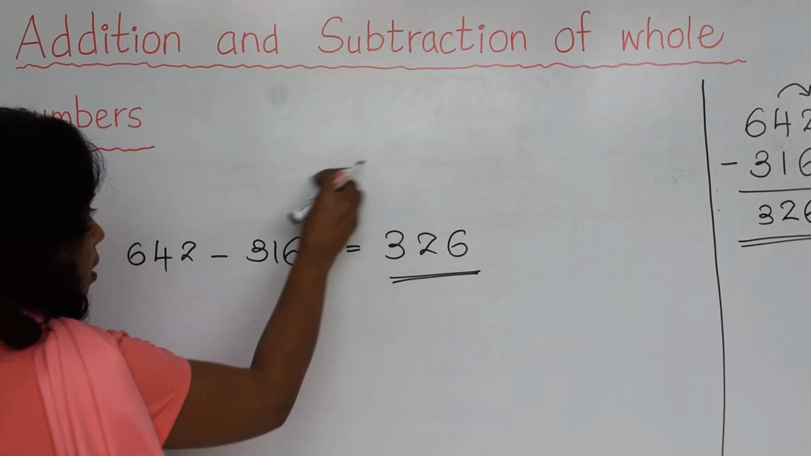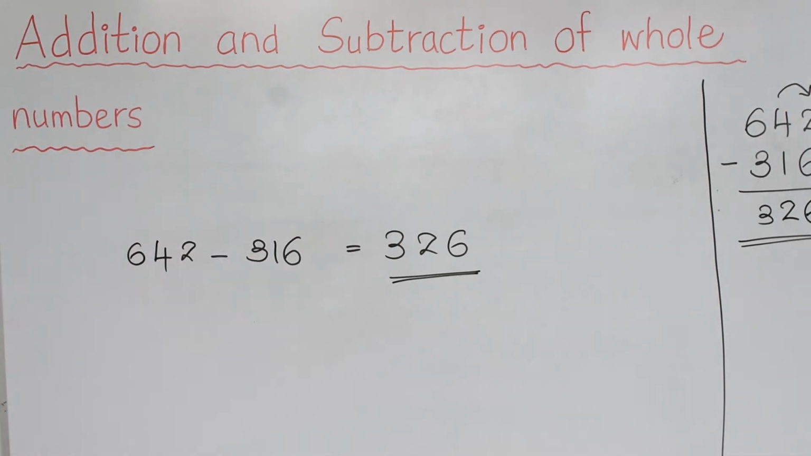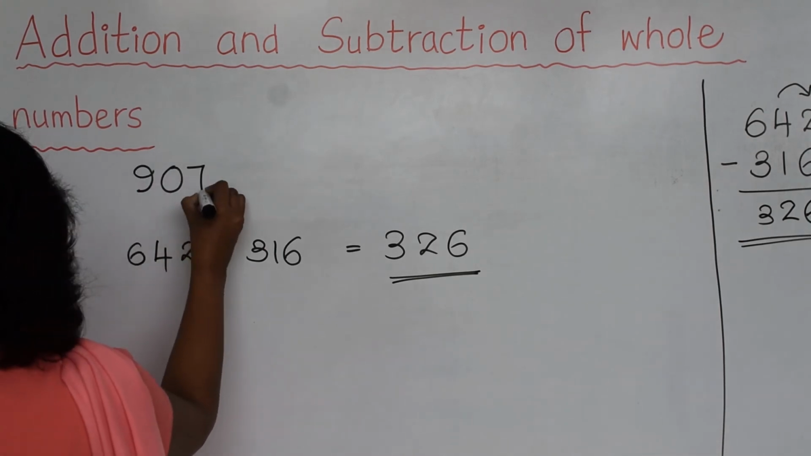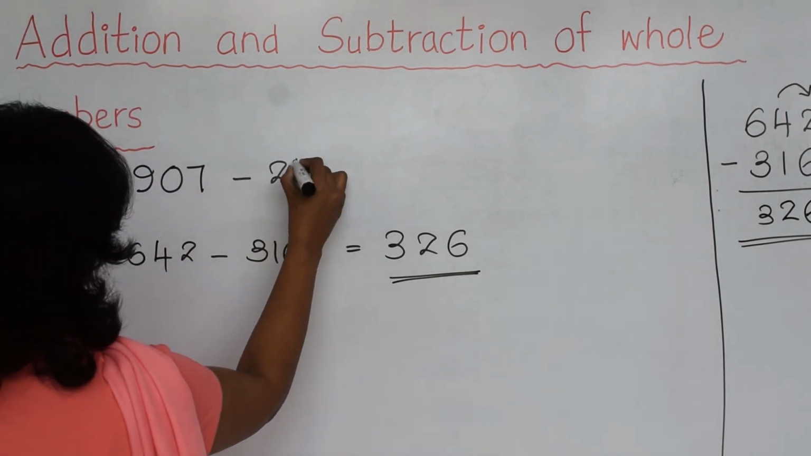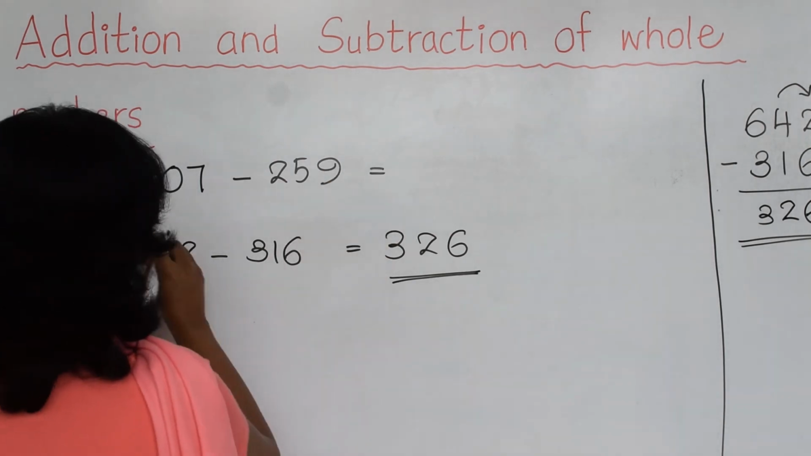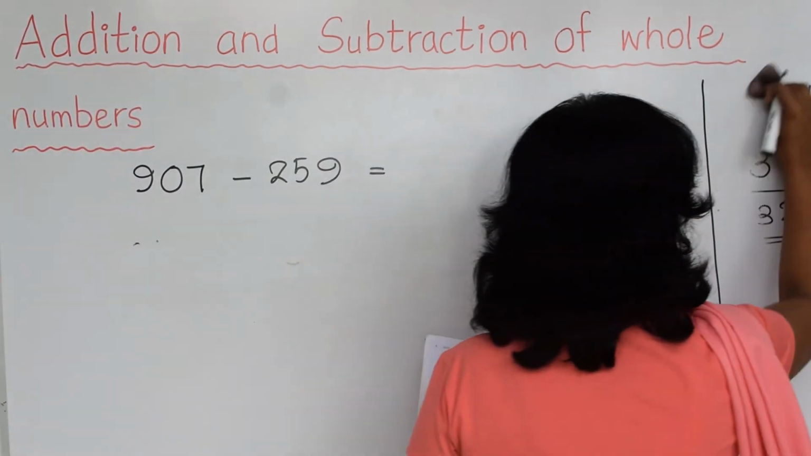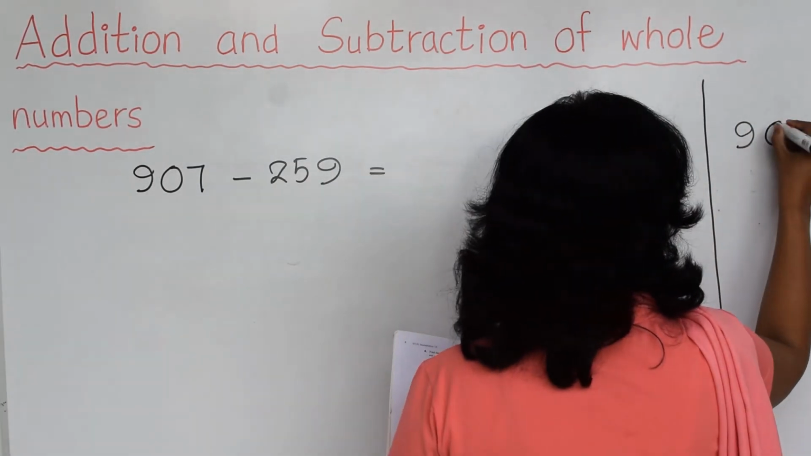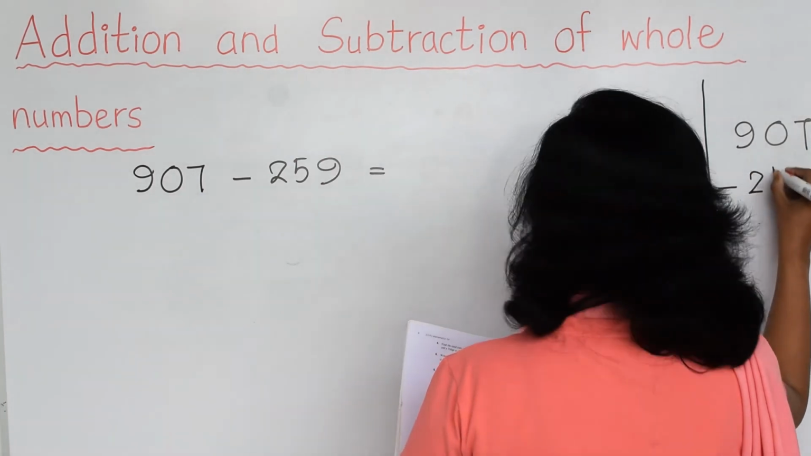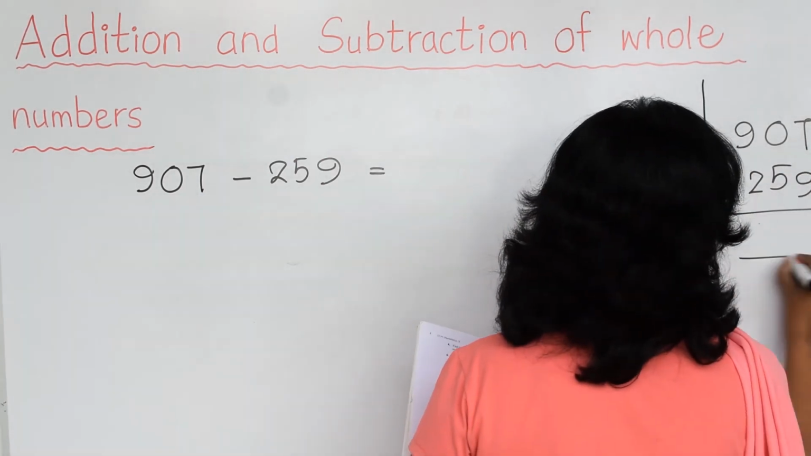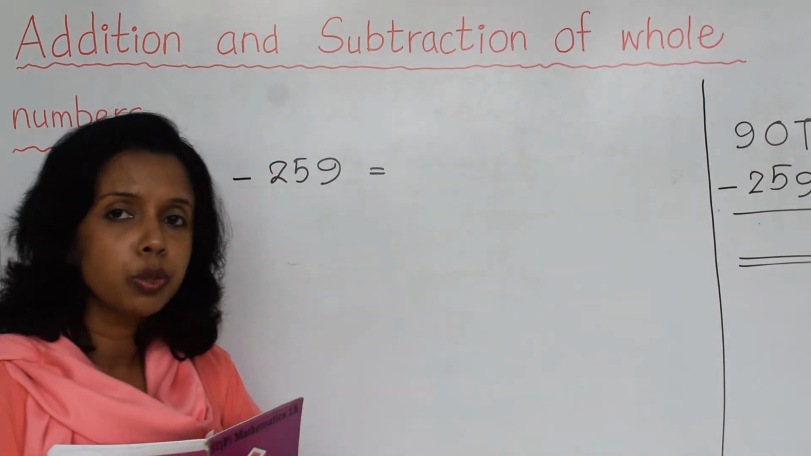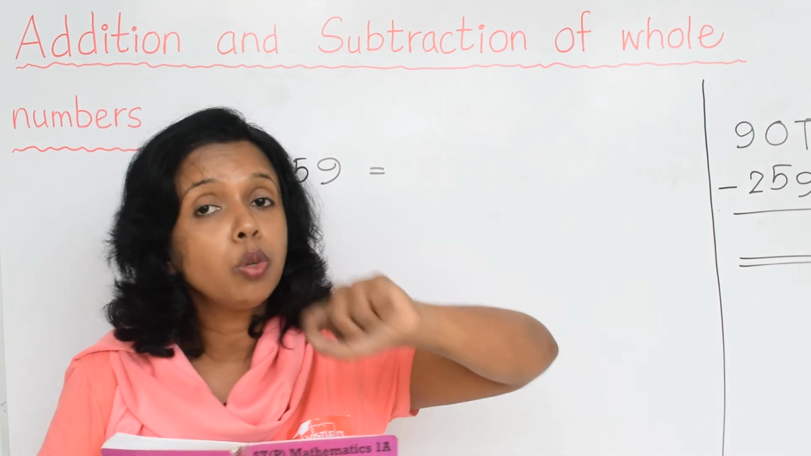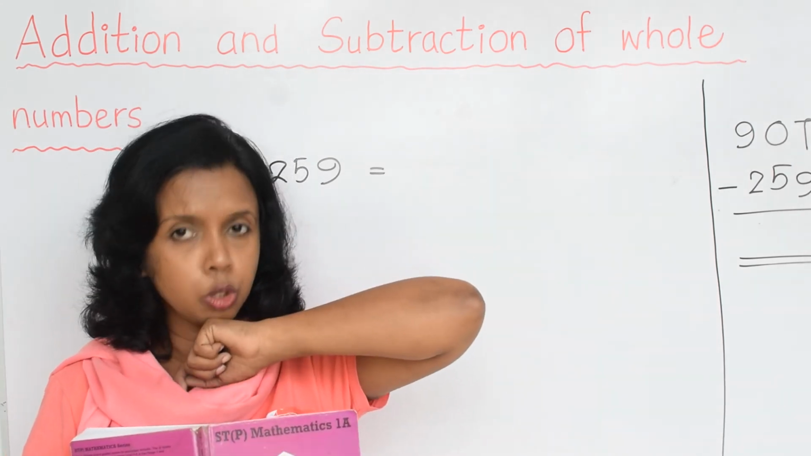So we'll do another example. 907 minus 259. So again you want to move to the working column, right? This is how you want to do it. 907, then 259, again the same thing. So column wise you do the subtraction. 7 minus 9, no you can't. Then you move to the neighbor to borrow.